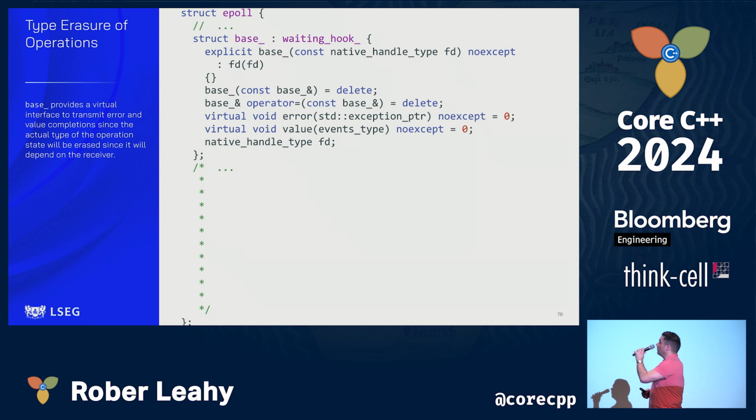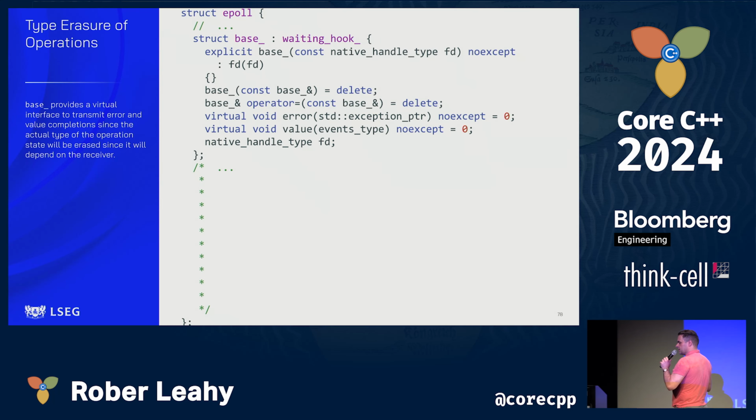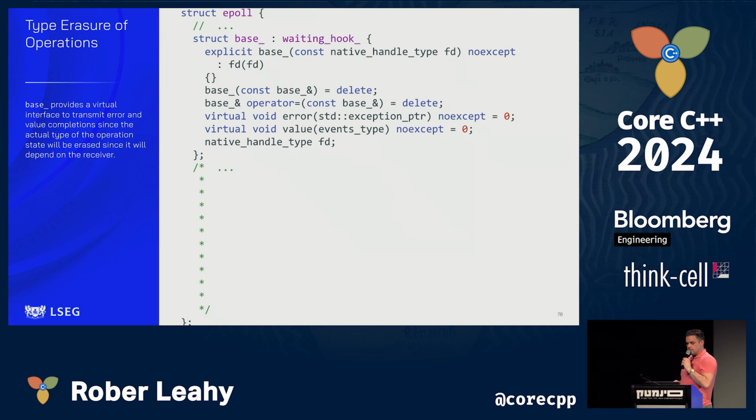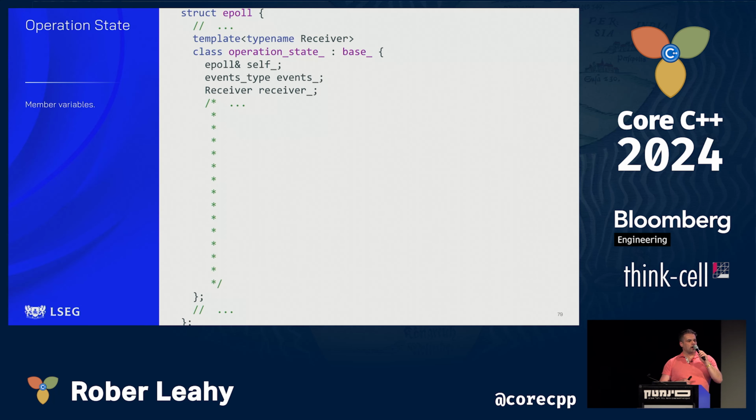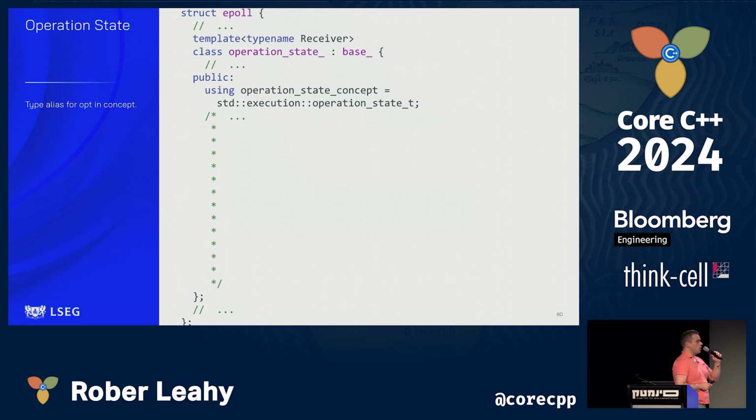Note also that, once again, I've copied over the fact that we're derived from the waiting hook, so even though you can't see it on the slide, rest assured the pointers necessary for that linked list are resident herein. Which brings us to the other side of type erasure, the derived class where we actually receive the receiver as a template parameter. We stamp out the needed members, a reference back to our epoll context, the events we're going to wait for, and of course the receiver, and then we can move on to stamp out some boilerplate.